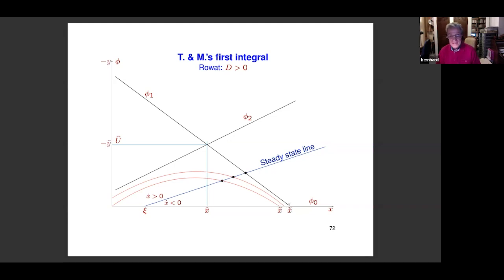What I claim is that the reasoning I had at x stretch, which is the place where phi 1 reaches 0, you have essentially the same at x tilde, where one of the nonlinear solutions arising from Tsutsui and Mino's first integral reaches the x-axis. And so you can, by the same trick, validate these nonlinear strategies.